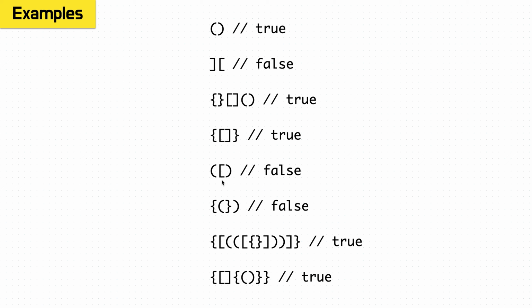Here we have an opening square bracket, but we never close it. So this is false. In this case, we have overlapping brackets. That means we open, but then we close the wrong type of bracket first, and the curly should actually be closed after the round. This is a more complex, deeply nested set of brackets, but they're all matched and all in the correct order, so it's true. And finally, this one is nested and has multiple sets of brackets, but they're all correctly opened and closed, so it returns true.